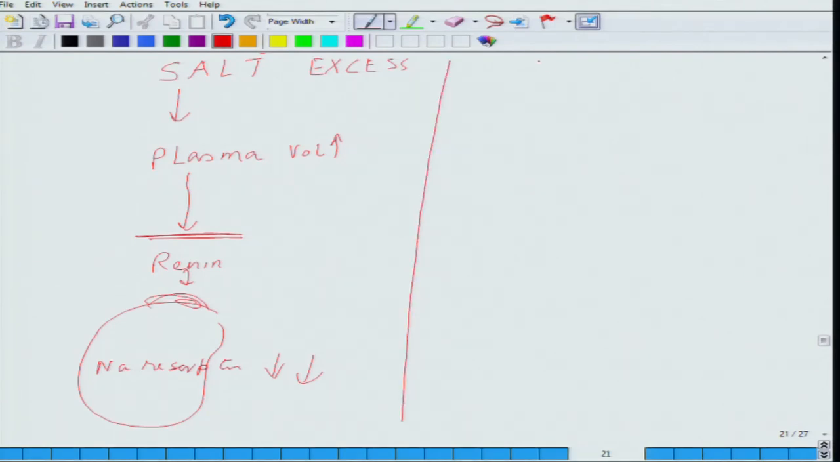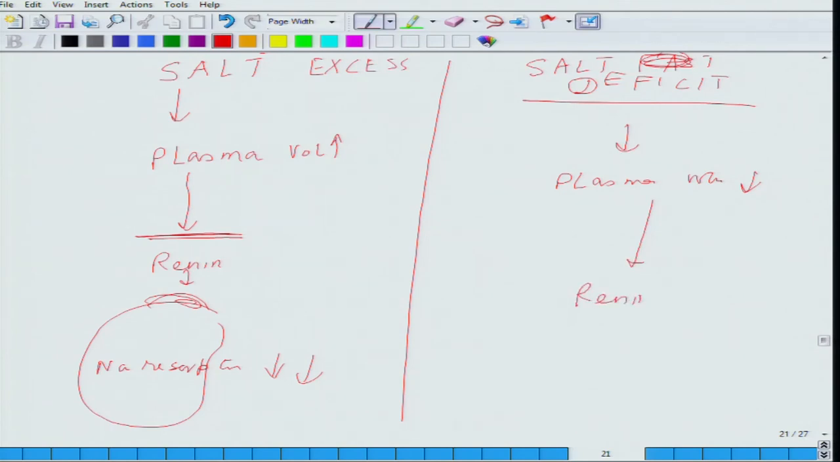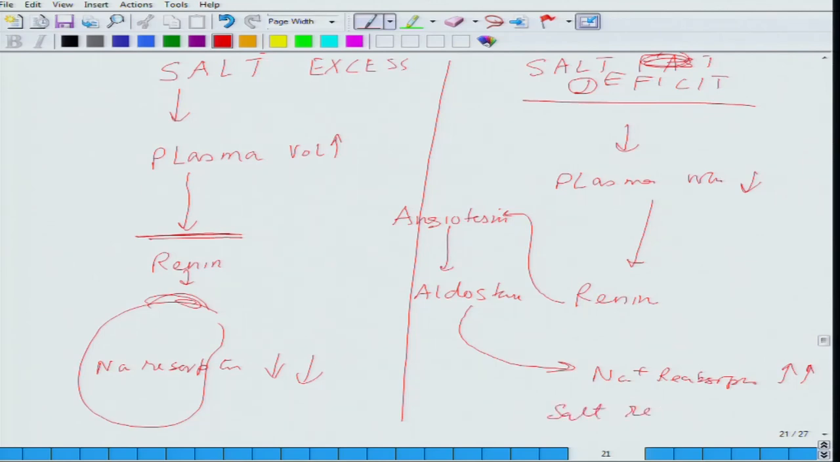But think of a situation when there is a salt deficit. This is what happens in fasting. Under a salt deficit situation, your plasma volume is going to go down, and this will lead to the secretion of renin. Essentially, renin will activate something called angiotensin, and this angiotensin will secrete aldosterone. Aldosterone will essentially do the reverse thing. Sodium reabsorption will be increased, and salt excretion will be reduced.